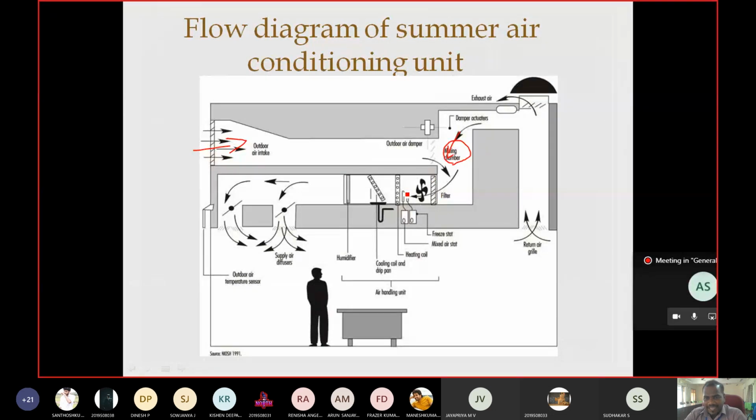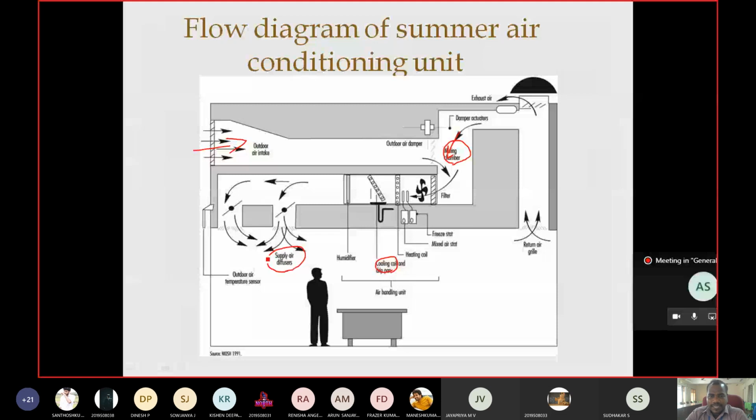Then we have the heating and the humidification, right? Then to get dehumidification, we need to provide cooling coils. Then we can get the air cooled. Then again this is passed through the humidifier. So we need humidification and dehumidification in the flow. Then we can get the chilled, dehumidified air. Then this is passed through the supply air diffusers, right?